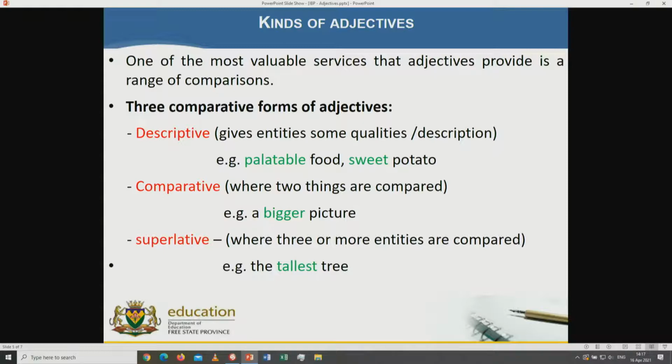Now let's come to superlative degree. Superlative is where three or more entities are compared. Now remember with comparative, you only compare two things, or two nouns, or two objects, whatever you compare. But now with superlative, it's more than two. It's three or more entities that are compared. The tallest tree in the bush. The tallest tree in the bush.